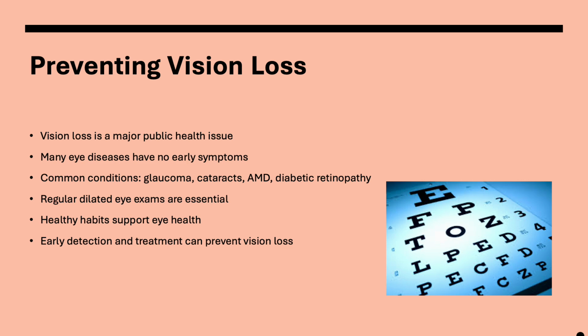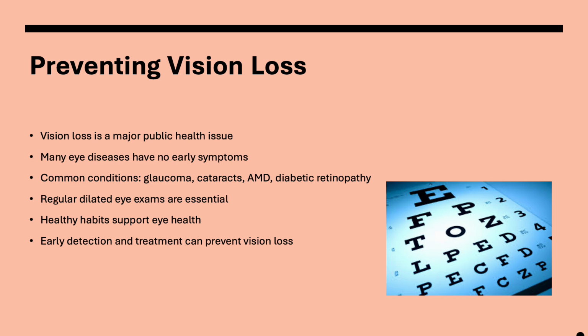Vision loss is a significant public health issue that affects millions of people and can greatly impact the quality of life and independence. One of the biggest challenges is that many serious eye diseases such as glaucoma, cataracts, age-related macular degeneration, and diabetic retinopathy often develop without noticeable symptoms in their early stages. As a result, individuals may not realize there is a problem until vision loss has already occurred.